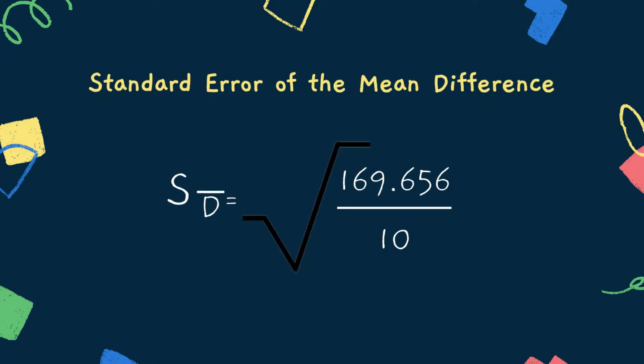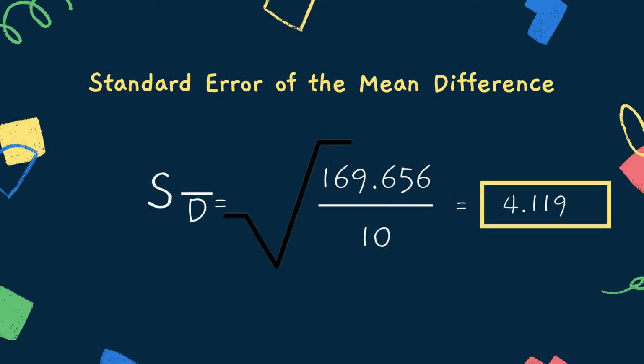If you have a calculator, you can solve this easily. But if you don't, then you can solve it manually as well by simply dividing the population variance over the n, then proceed in getting its square root. So the answer for the standard error of the mean difference is 4.119. At last, we are now at the final step in solving the dependent samples t-test.